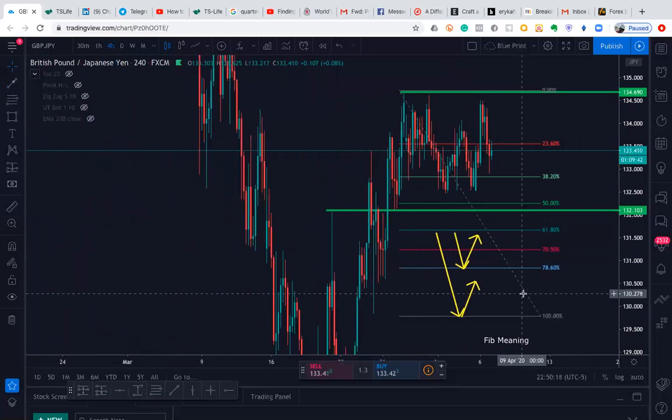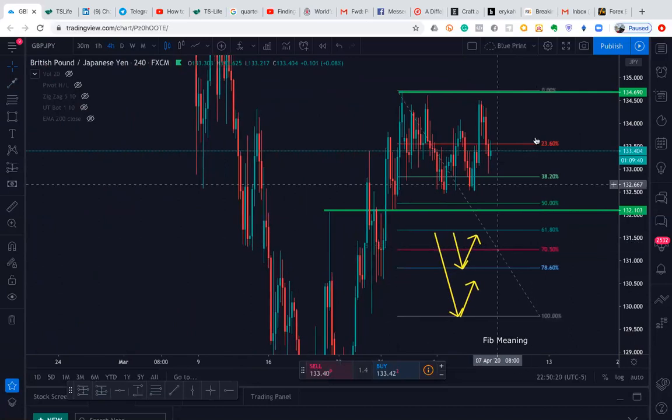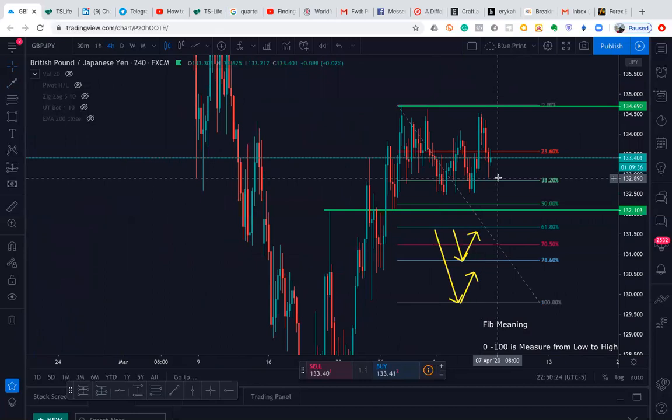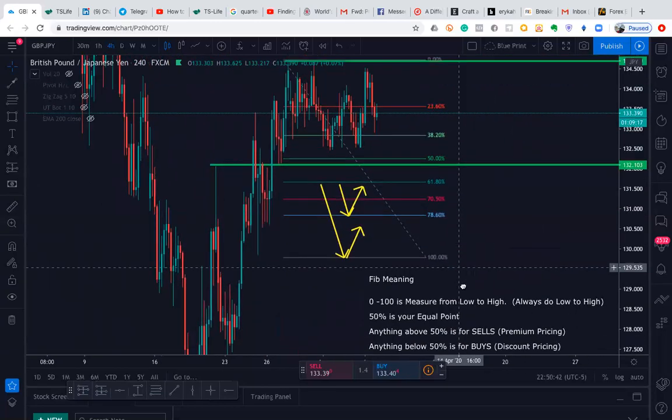Okay, so now if I tighten this up, you can see how price is respecting thus far. It's respecting this 38.20. It's been respecting this 38.20. It hadn't got down to 50% yet. Okay. So let's go back through it again.